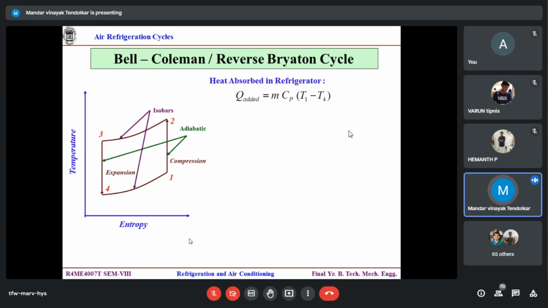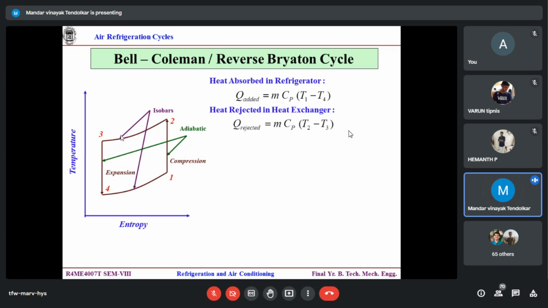So heat absorbed in the refrigerator, that is my process 4 to 1 over here. So it is MCP delta T, that is, T1 minus T4. Right? Heat rejected in the heat exchanger over here, the condenser we call it. Now here we are not using the words condenser and evaporator. Why? Because there is no phase change, so how can I say condenser? It's a sensible heat. So I'm not calling this the evaporator, I'm not calling this the condenser. I'm just saying simple refrigerator heat exchanger.